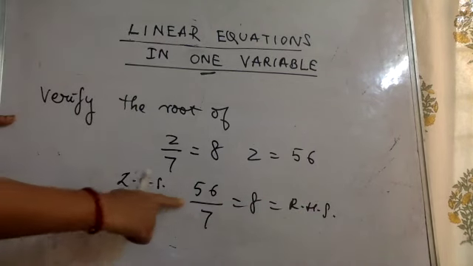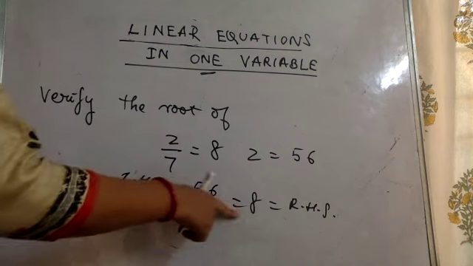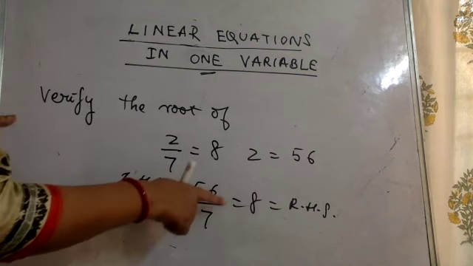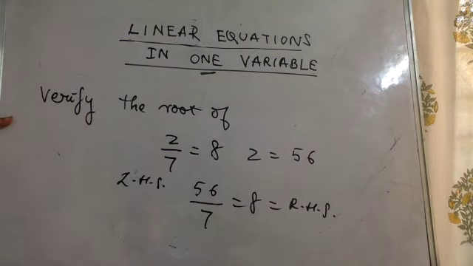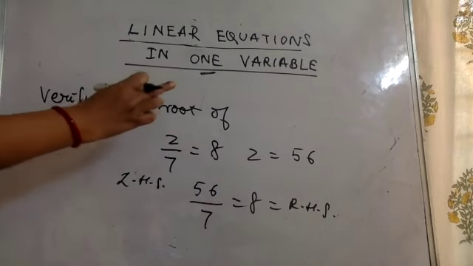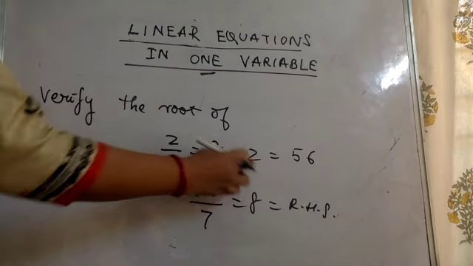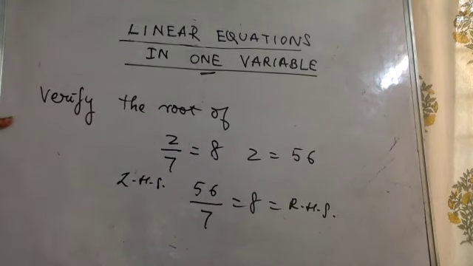Okay, see, I started from the LHS, okay, then my calculation reached the RHS. I didn't copy this. My calculation reached the RHS, that is equal to RHS, hence proved or hence verified. Okay, so we can say yes, z is a root of this particular equation. That is, if we put the value of z here, it will satisfy this equation.